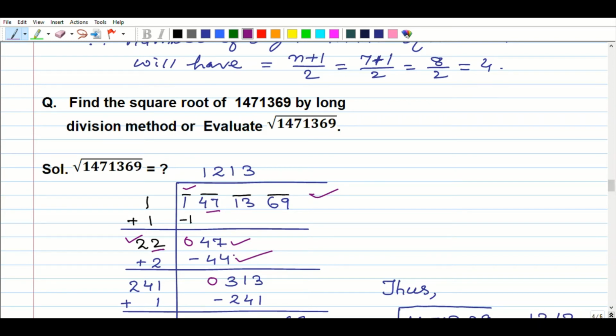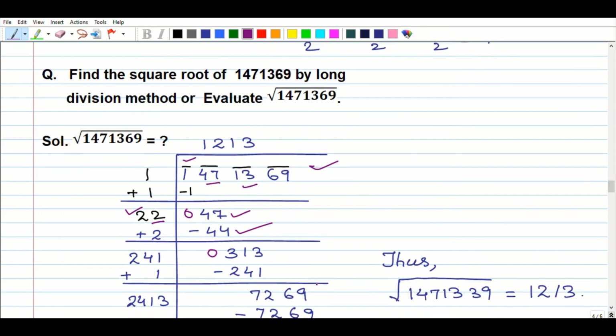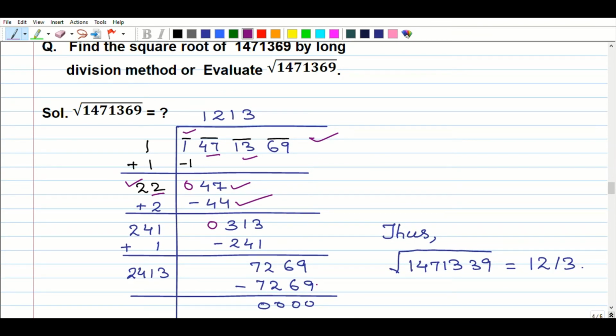Bring down the next period. The next period is 13, so we bring 13. It becomes 313. And here in the quotient, or in the divisor, we write this. One time we have divided, two times, and again in the divisor. 2 plus 2 equals 4.